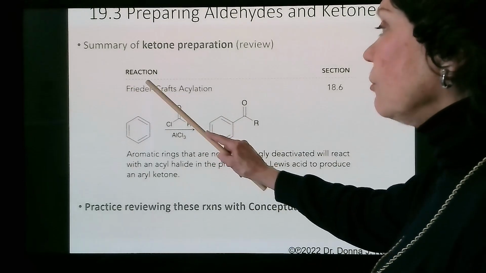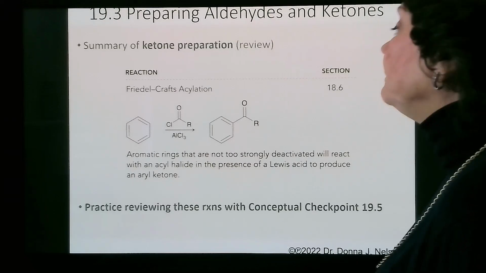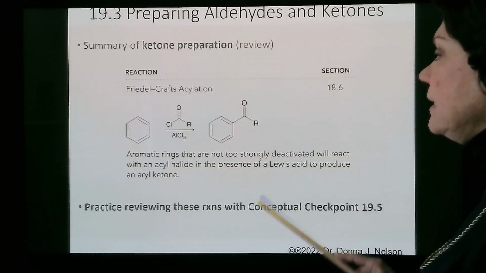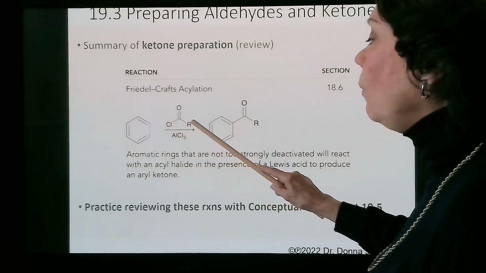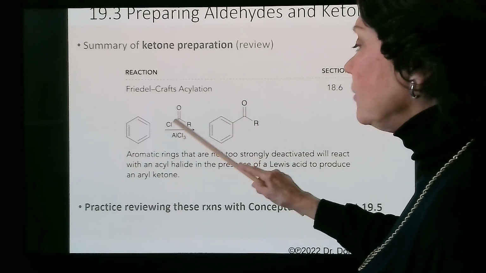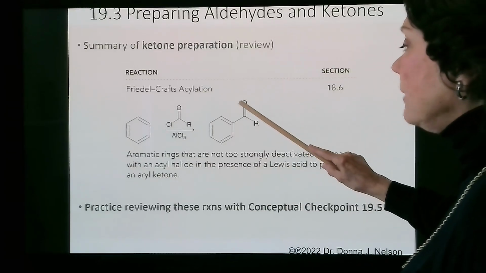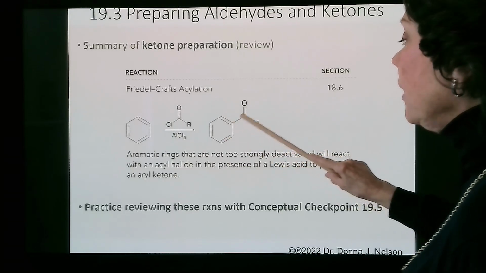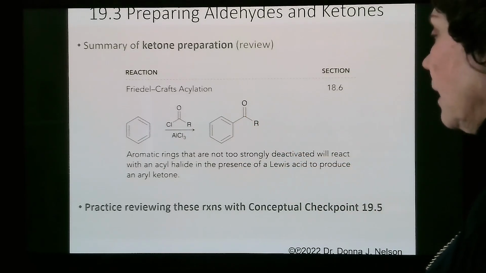Another reaction, the Friedel-Crafts acylation, which you just saw in the last chapter, section 18.6. You will remember that when you react benzene with a carboxylic acid chloride and aluminum trichloride, that attaches the carbonyl to the benzene ring, and now you have the ketone.